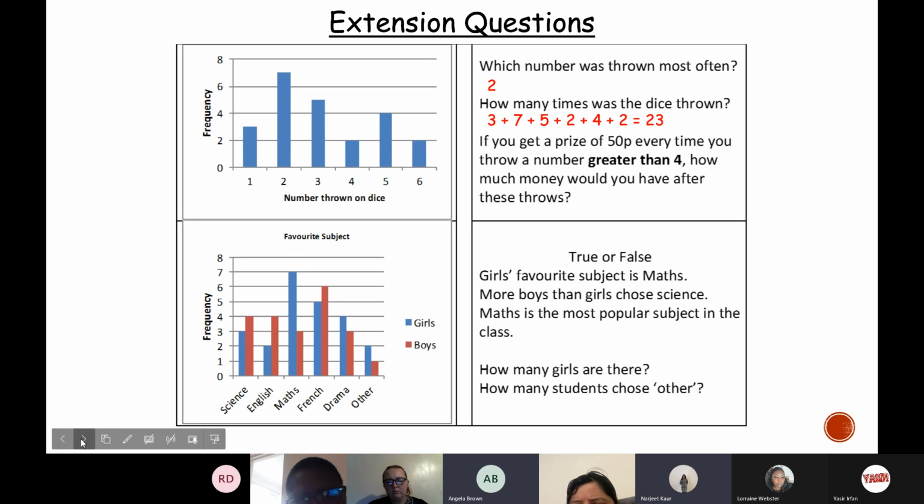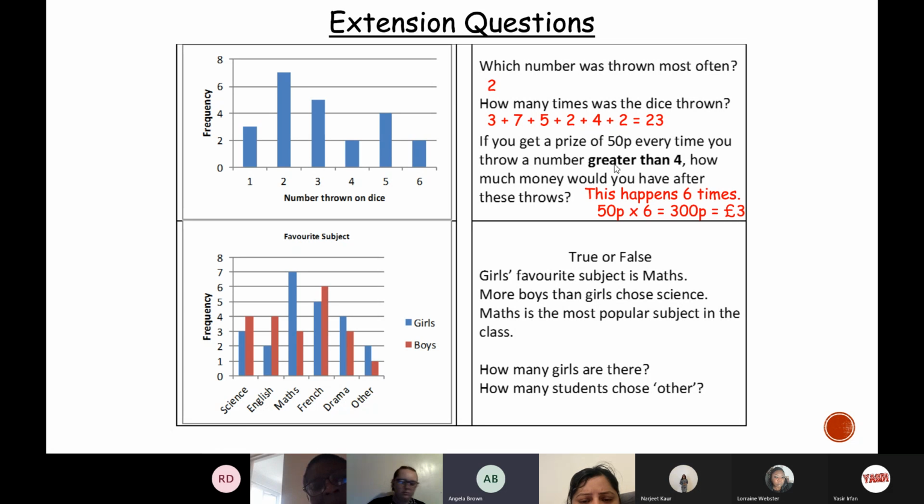So be careful there. If you get a prize of 50p every time you throw a number greater than 4, how much money would you have after these throws? This happens 6 times. So if you look at it, 5, 4, 6, 2. So 4 plus 2 gives you 6 times. 6 times 50p, £3. So remember the language of maths, greater than 4. So 5 and 6 are greater than 4. So you do not include 4. And you just read off the information.